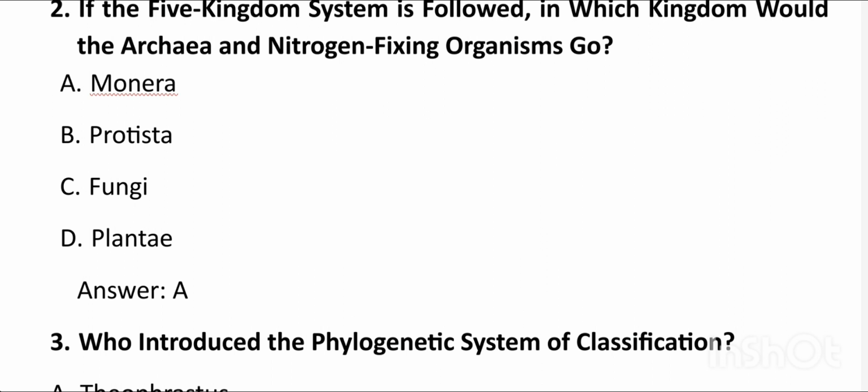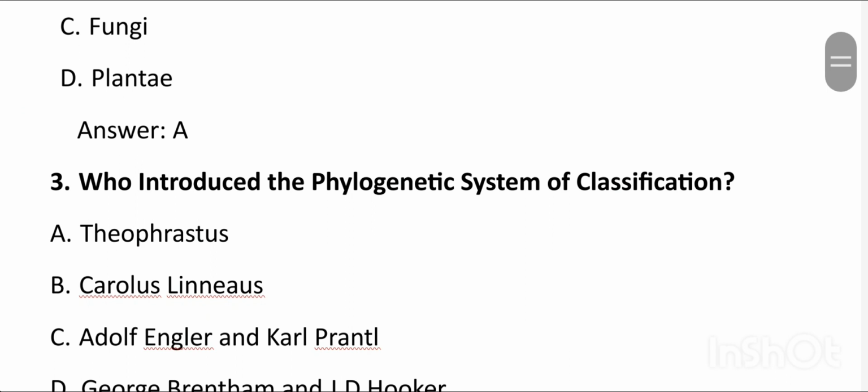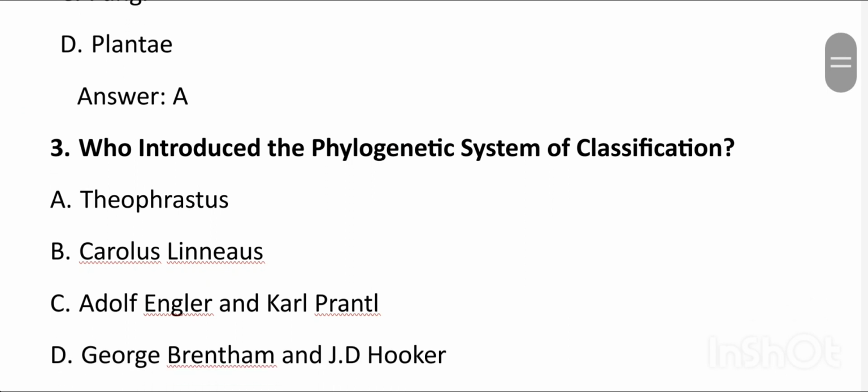So here the answer is option A, Monera. Under Monera, archaea, which is archaebacteria, and nitrogen fixing organisms are placed. Then who introduced the phylogenetic system of classification? So what is phylogenetic classification?